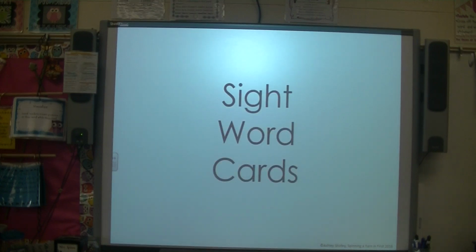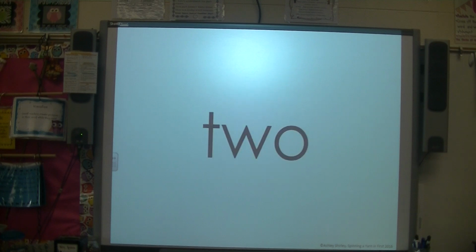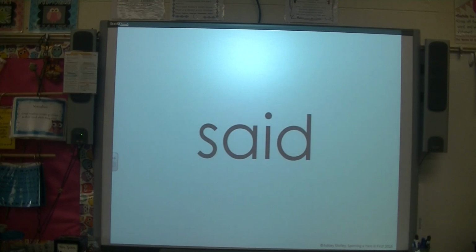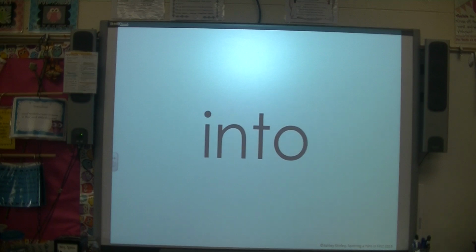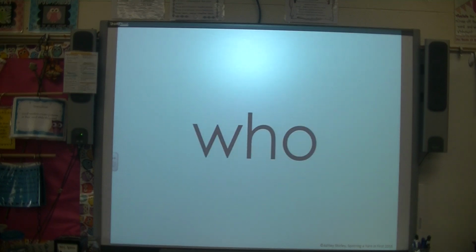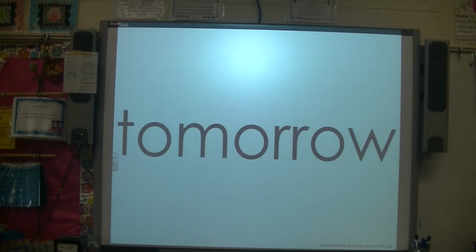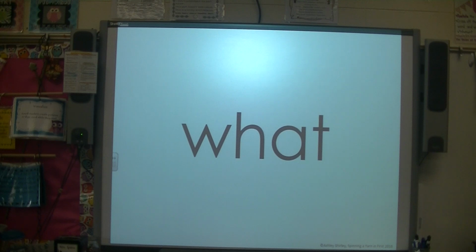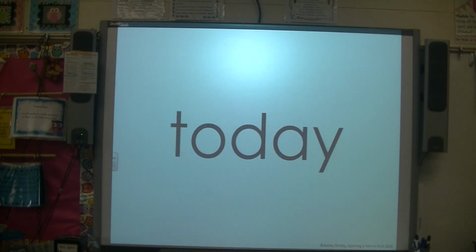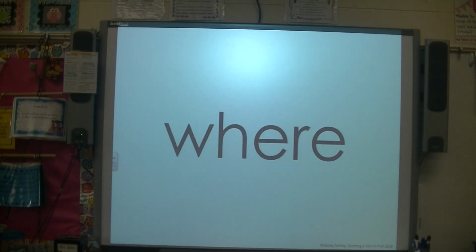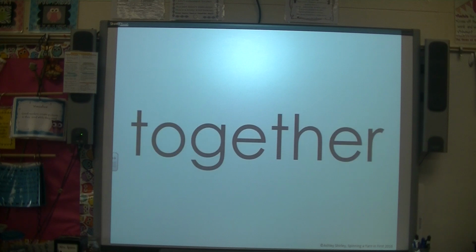Sight word cards. Name the funny word. Two, was, 8, you, said, some, one, the, into, two, who, are, have, 4, tomorrow, what, come, today, they, do, love, where, from, together, of.